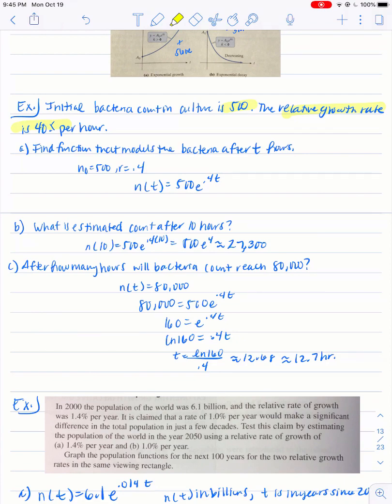After how many hours will the bacteria count reach 80,000? N of t is 80,000, the population after a certain time, and I want to solve for t. So 80,000 equals 500 e to the 0.4 t. Divide both sides by 500 and I get 160 equals e to the 0.4 t. Then I can take the natural log because our base is e. Natural log of 160 equals the natural log of e to the 0.4 t. These cancel, leaving 0.4 t. So t equals natural log of 160 divided by 0.4, which is approximately 12.7 hours. After that many hours, the bacteria count will reach 80,000.